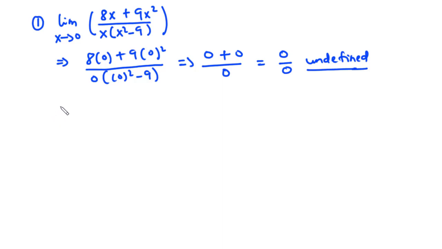So what we are going to do instead is to factor out x so that we can cancel out, and then we can find the limiting value. So we have the limit as x approaches 0 of 8x plus 9x squared divided by x times the quantity x squared minus 9.